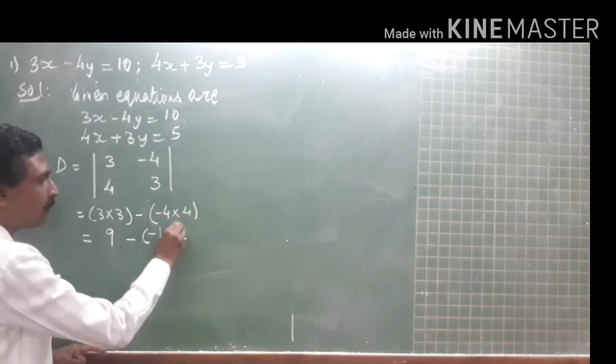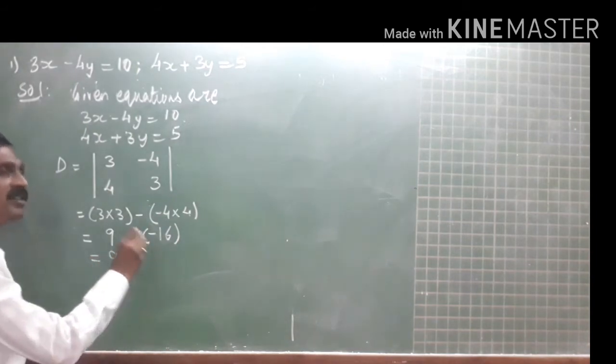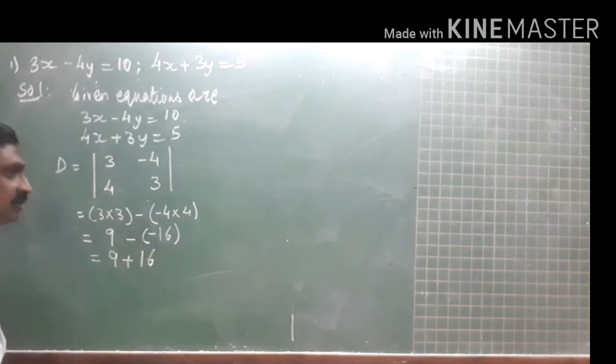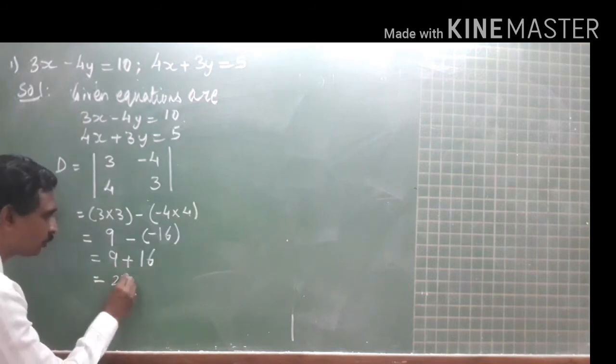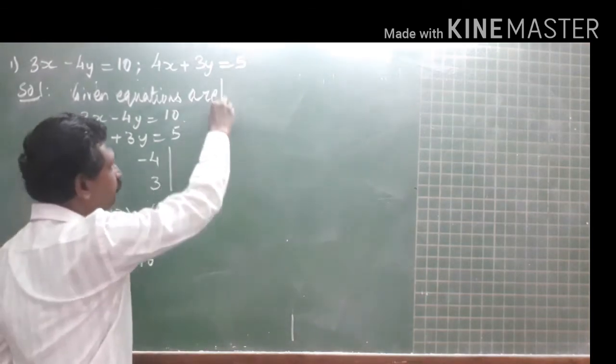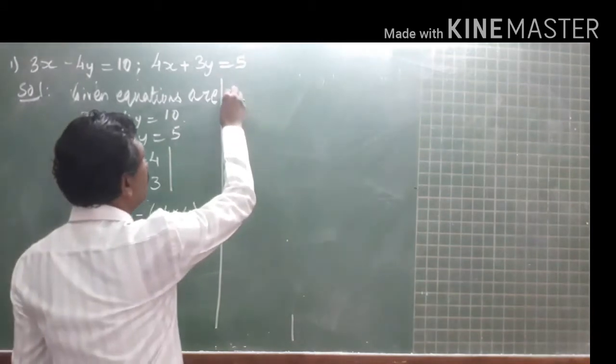This gives me minus 16, which is equal to 9. Minus into minus is plus 16, which is equal to, now 9 plus 16 gives me 25. So I got the value of d. Let us find the value of dx.